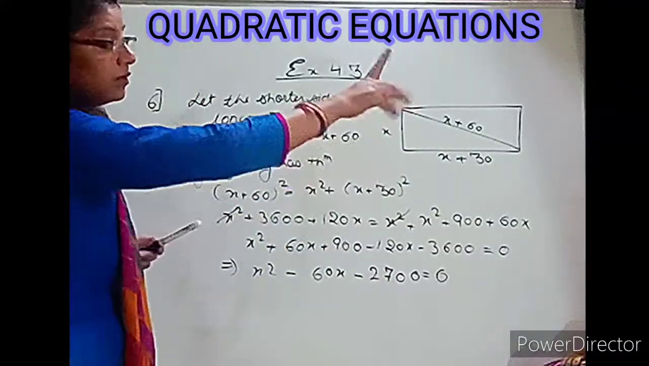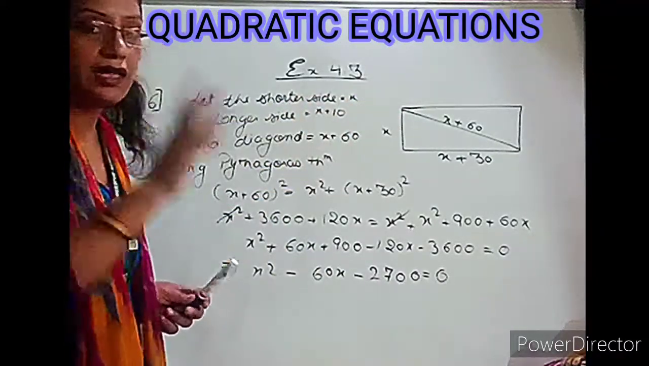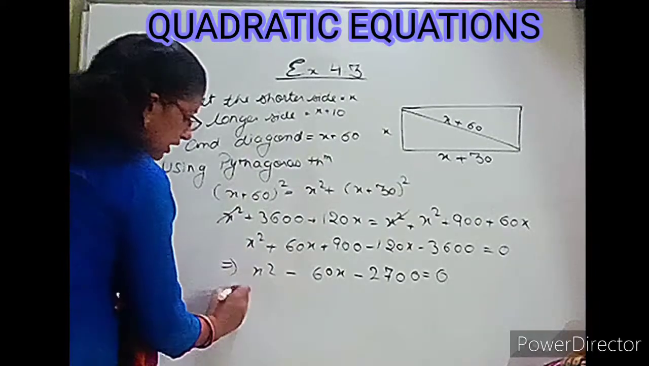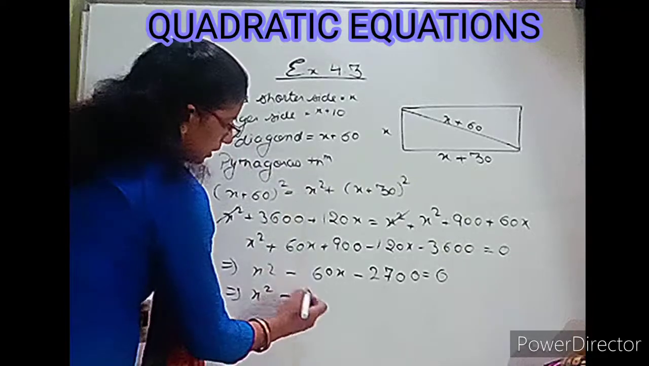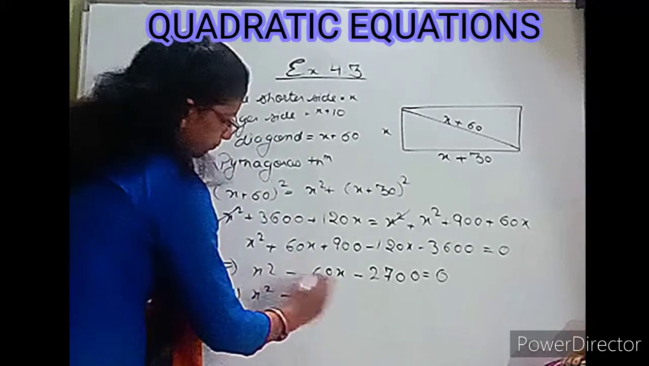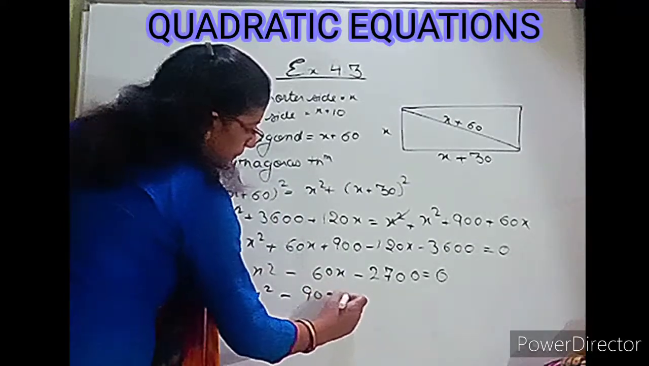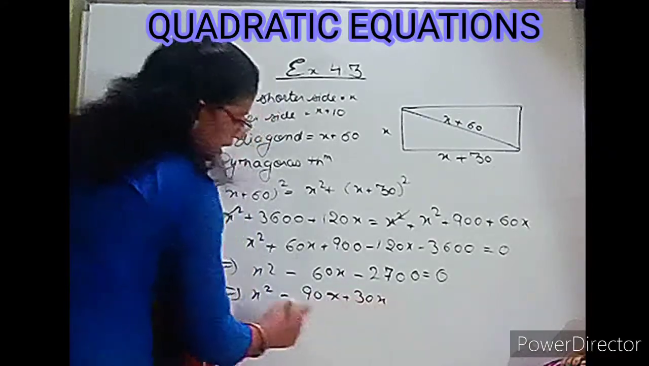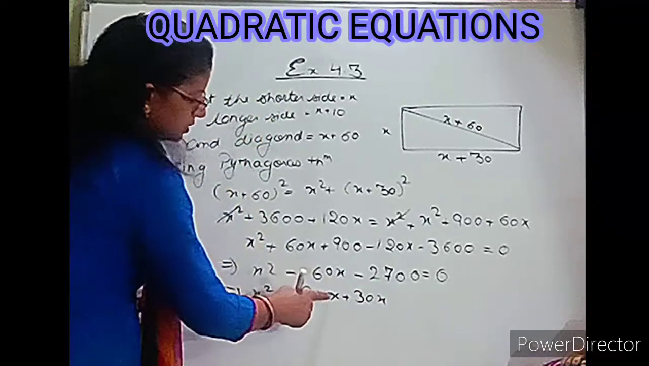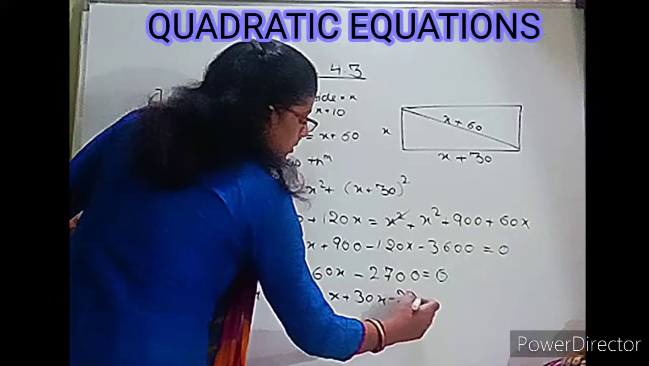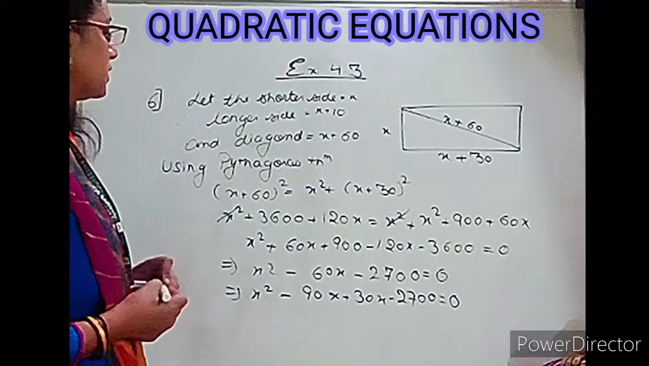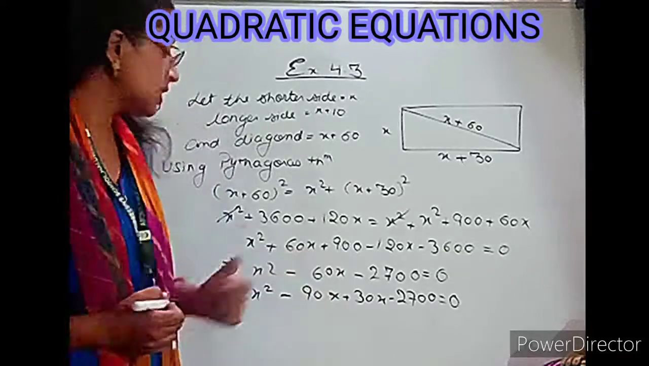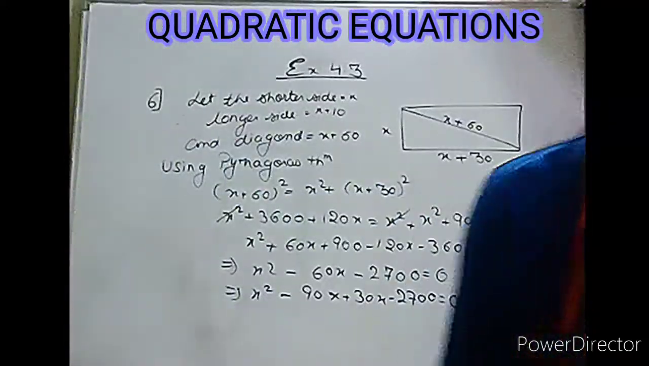So you will do this in rough column by taking the LCM factors. So I am writing directly x square minus 90x plus 30x, plus minus minus I got 60, minus 2700 equals to 0. Now we have to take the common from two terms. Let us take the common.